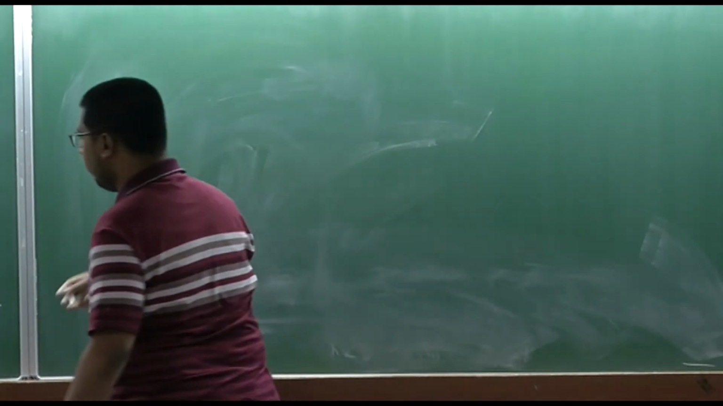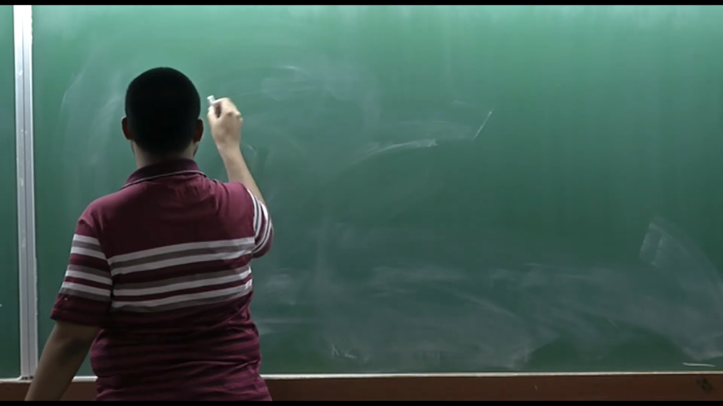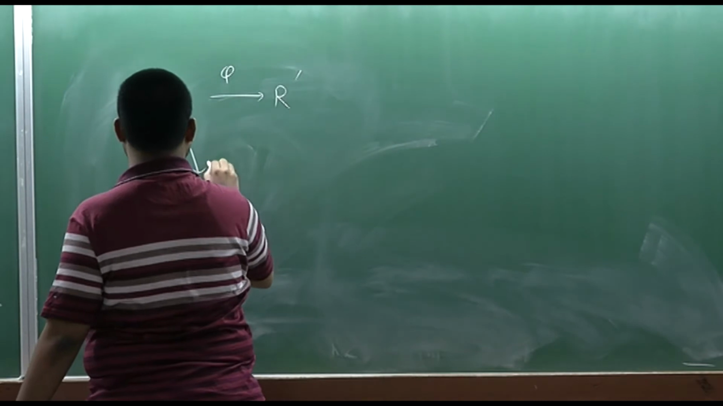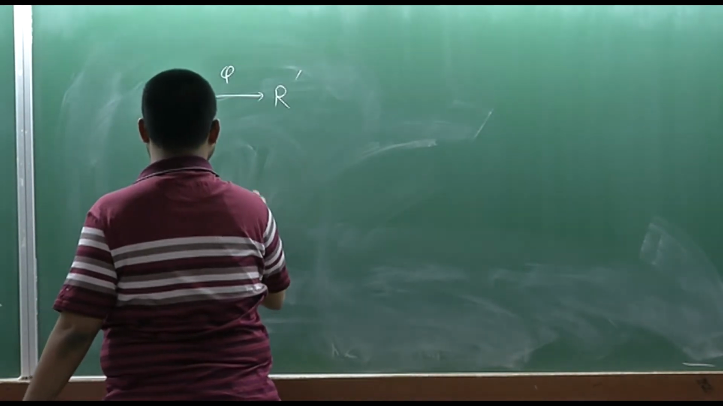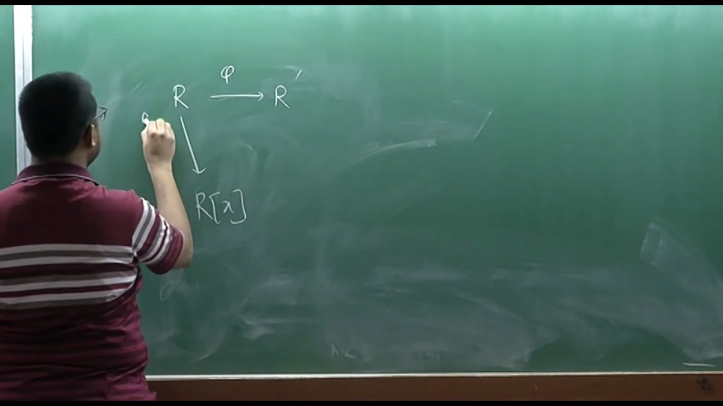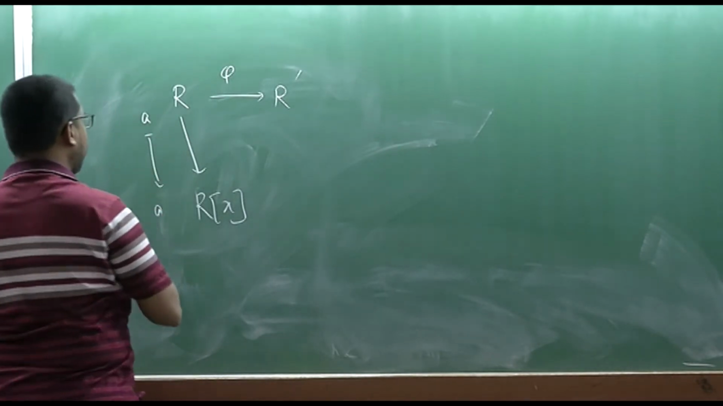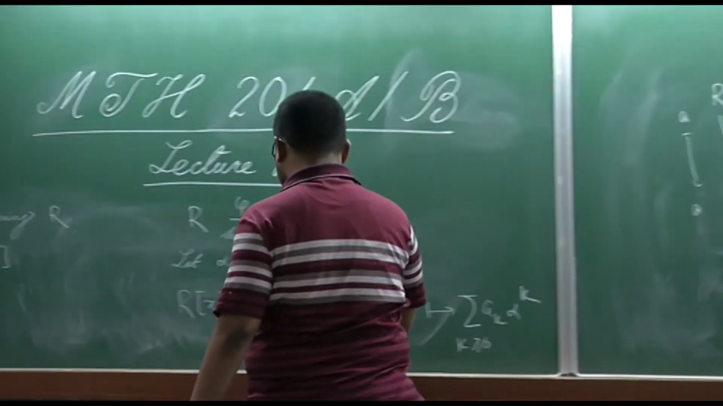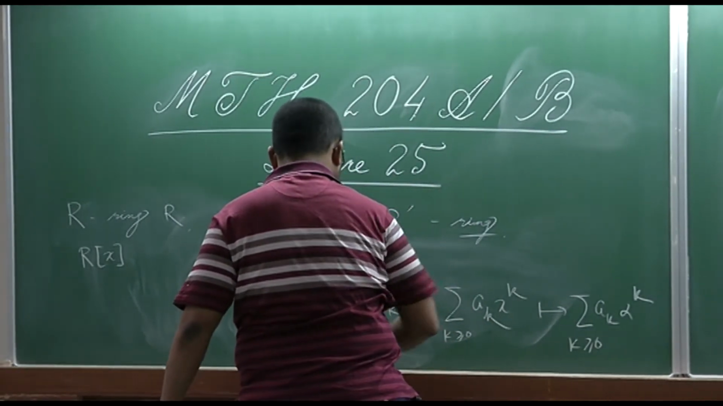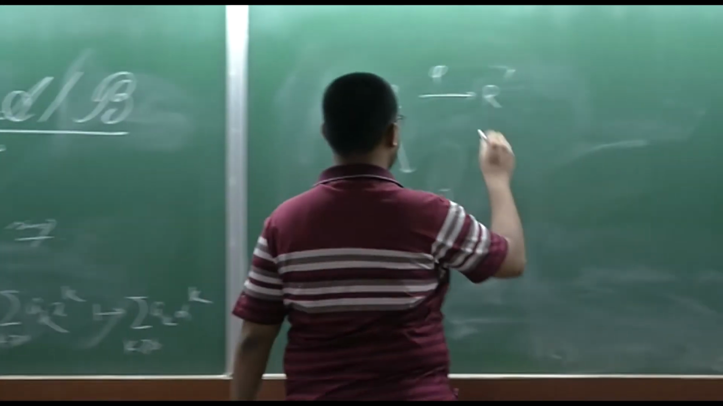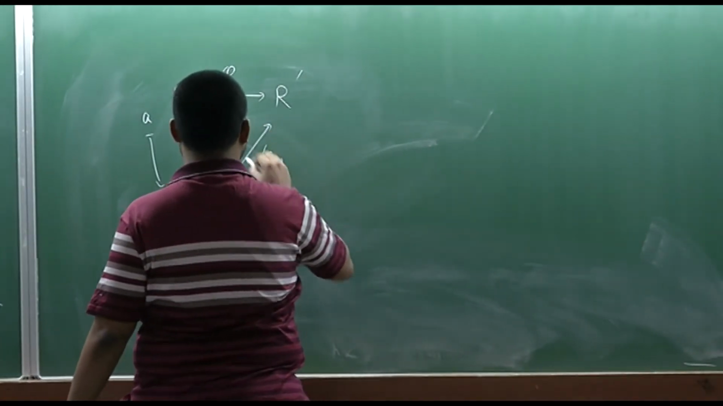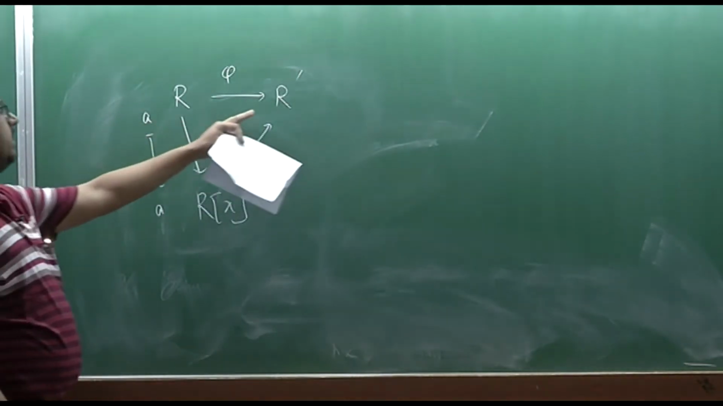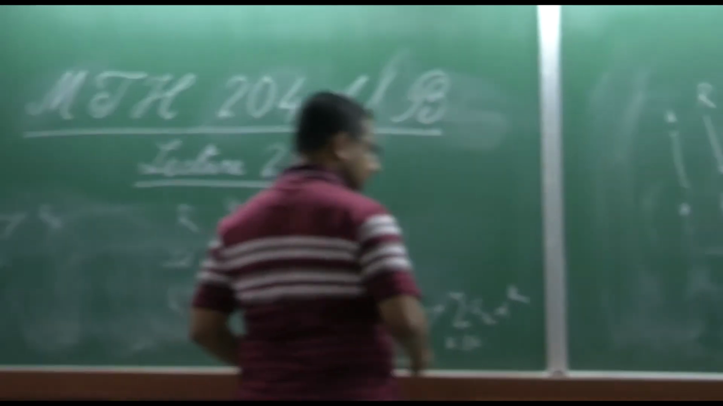What we have obtained is the following: from R to R prime we have a homomorphism, namely phi, and from R to Rx we do have a natural inclusion where each group element A is now being viewed as the constant polynomial A. Let me denote this by phi alpha. It is easy to see that this diagram commutes because each A is being sent here.